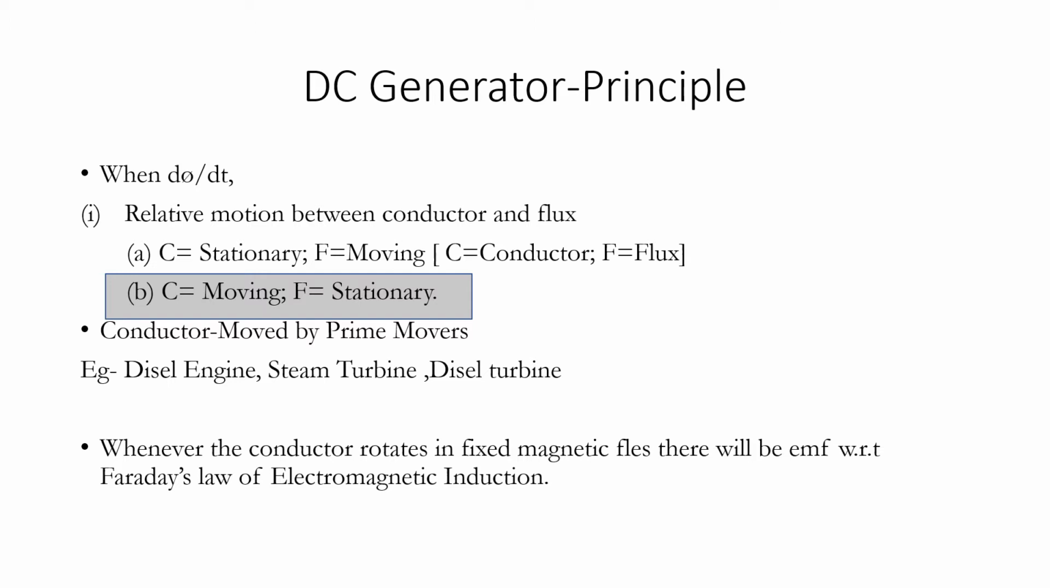So the prime mover will produce some torque. That torque will rotate our conductor. Whenever the conductor rotates in a stationary flux, there will be some induced EMF. Because of that, we are getting the electrical energy. So this works based on the principle of Faraday's law of electromagnetic induction.